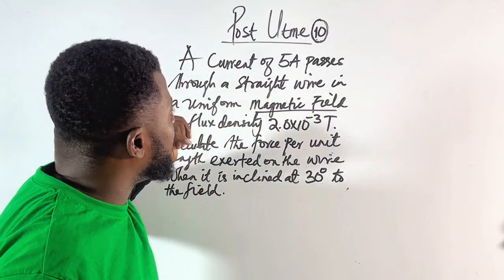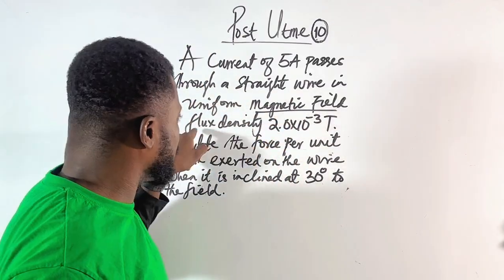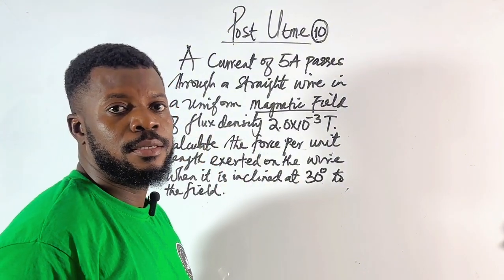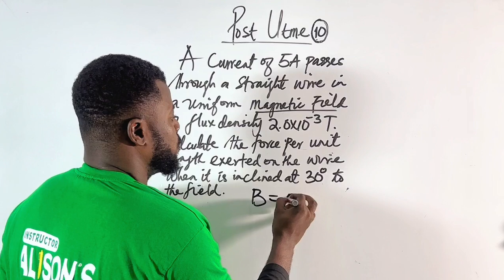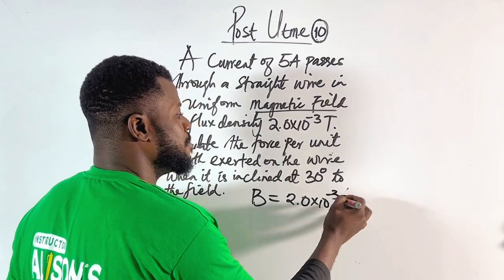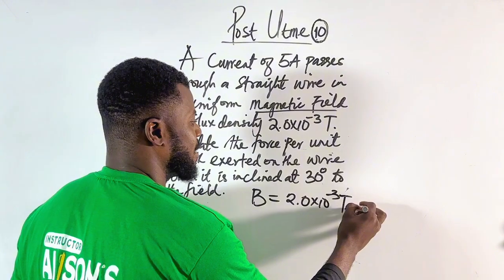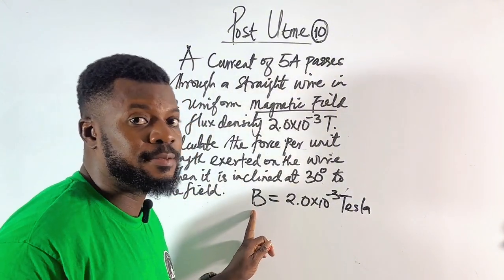A current of 5 ampere passes through a straight wire in a uniform magnetic field of flux density. Make we use B as our flux density. Then give us 2.0 times 10 to the power of minus 3 T. This T means Tesla. That be the unit for magnetic flux density.